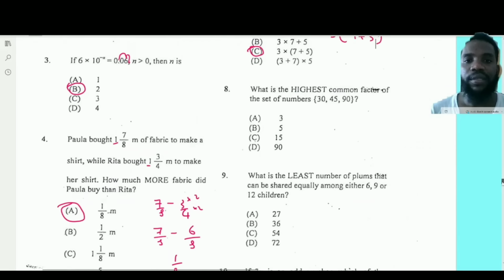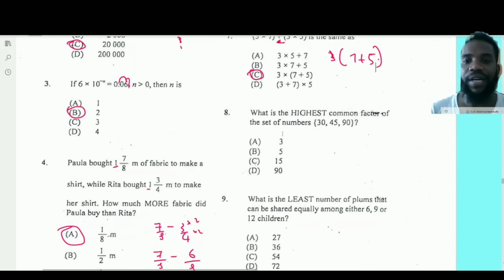Question 8. What is the highest common factor of the set of numbers 30, 45, 90? Highest common factor means the highest number that can go into all three numbers without leaving a remainder. Clearly 90 is out, alright, because 90 can't go into a smaller number. 90 is larger than 30 and 45. Alright, so of course we want the highest number.